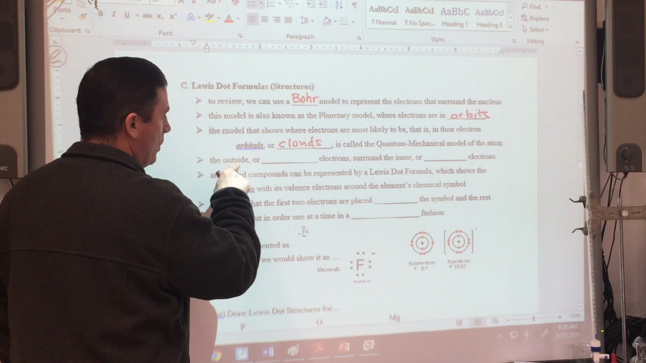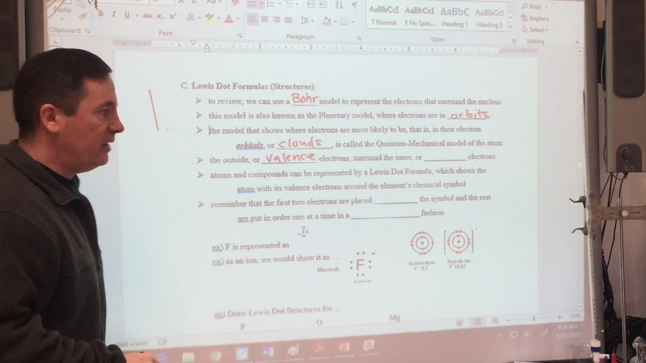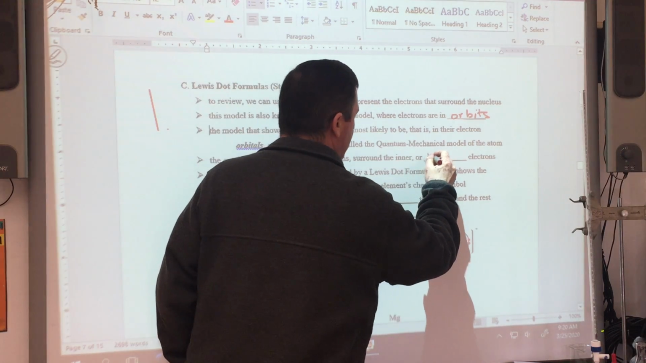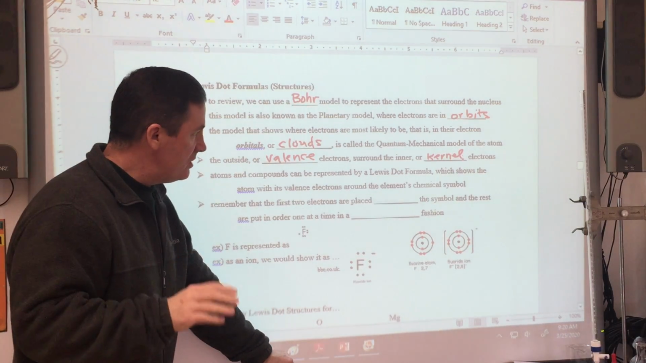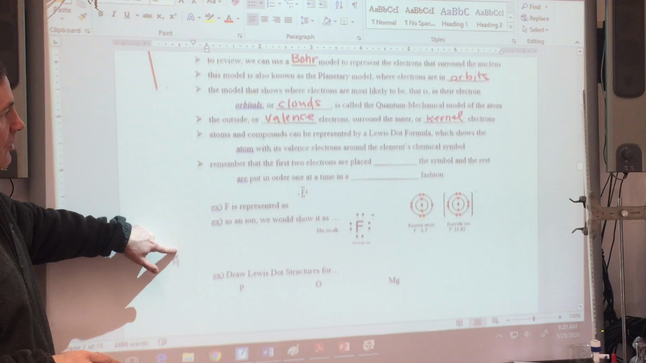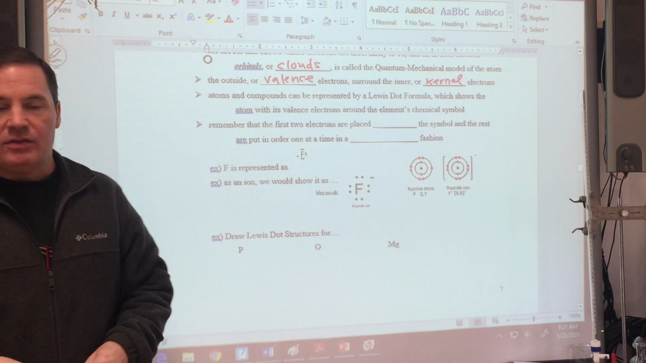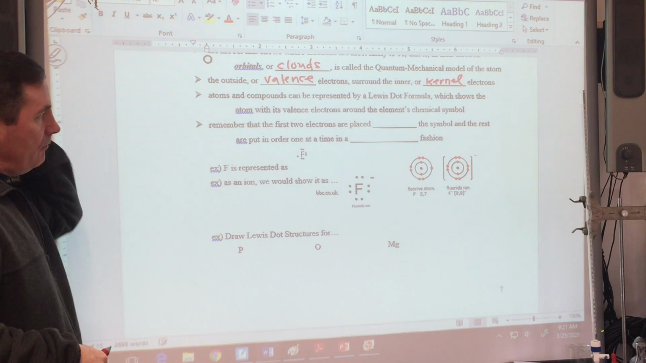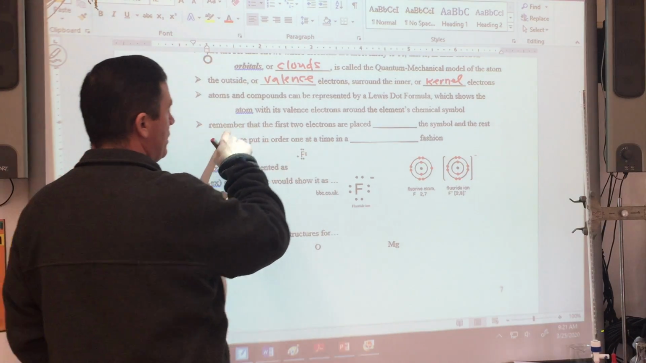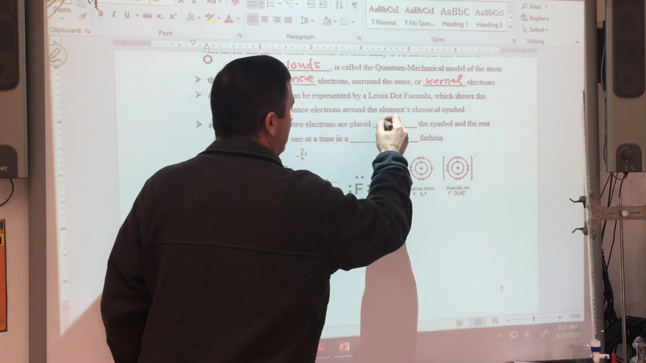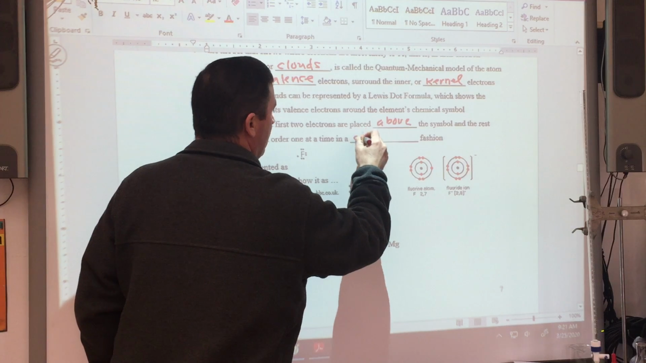Now, there are electrons that go on the outside, and we know that already. Those are called valence electrons. And they have electrons inside of them. Anything inside is called the kernel electrons. Okay? So what scientists have done is to put together a system here called Lewis dot formulas. Remember that the first two electrons are placed above the symbol, and the rest are put in order in clockwise fashion.